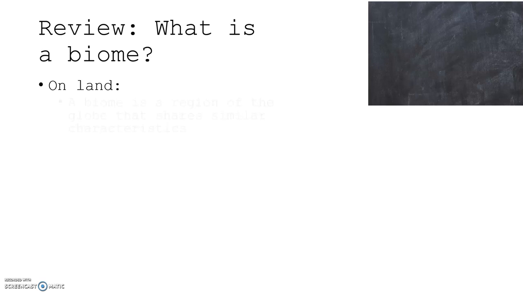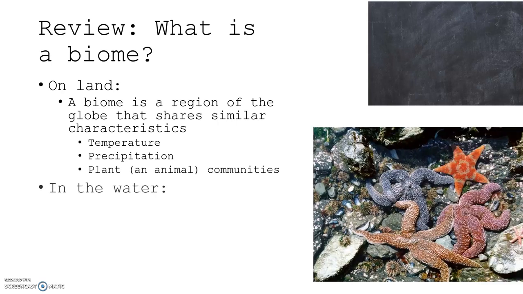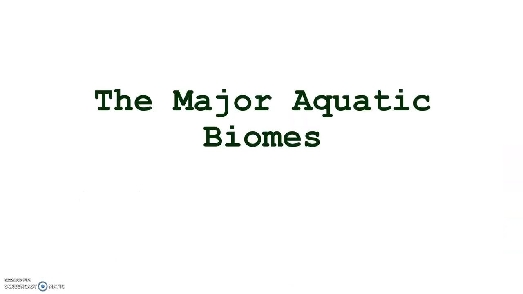What is a biome? On land, we refer to it as a region of the globe that shares similar characteristics: temperature, precipitation, and plant or animal communities. That's that climatogram that we talked about. A biome in the water talks about light availability, depth, temperature, and currents and tides.